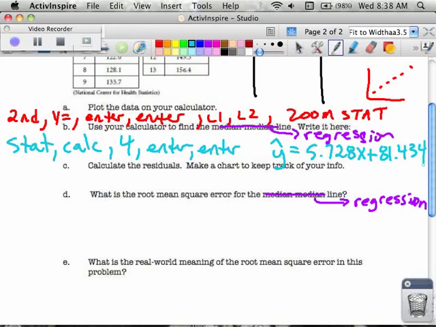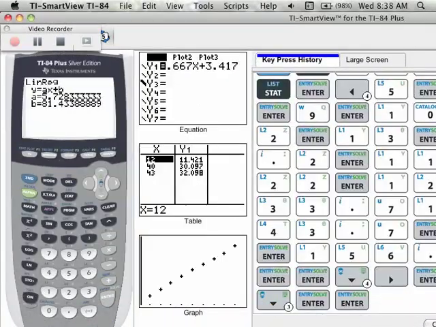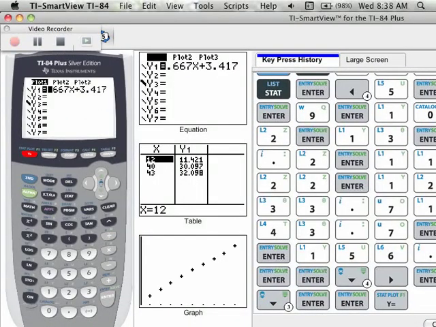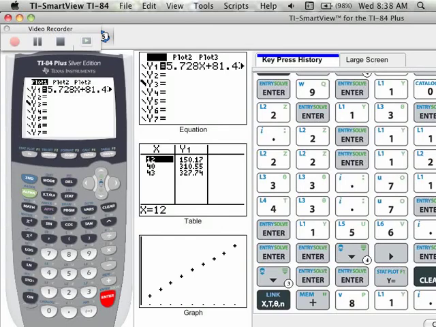This is now the equation that I'm going to put into my y equals. So I go into my calculator, and I put this in my y equals. So here's my y equals. I clear out what I had before, and I type in 5.728x plus 81.434. Enter. Okay, now that's in my calculator.